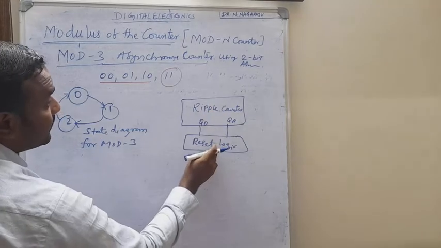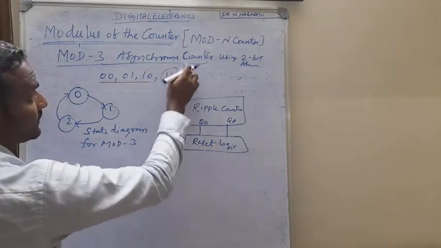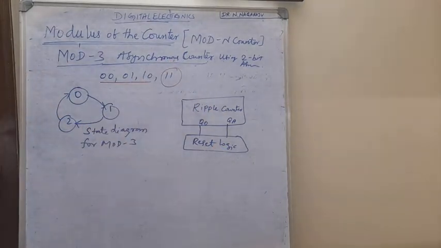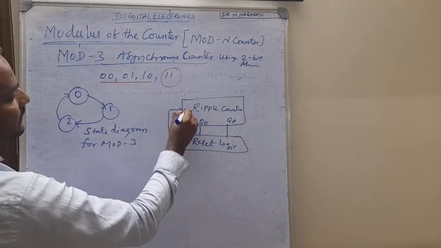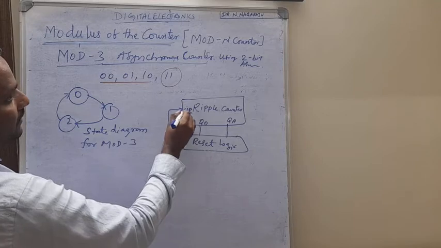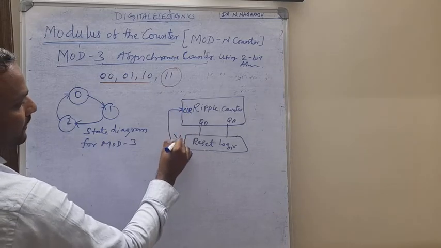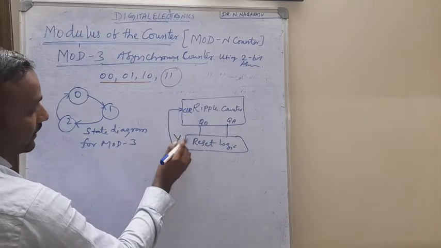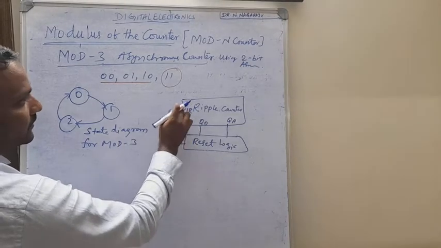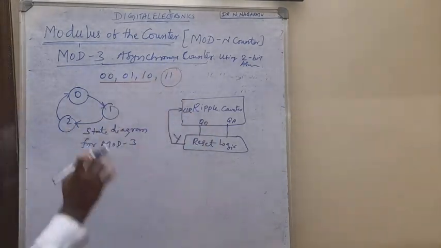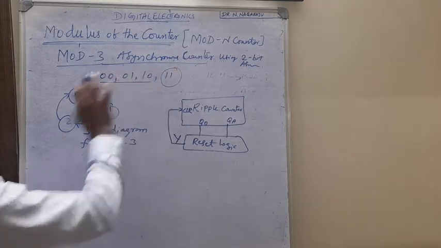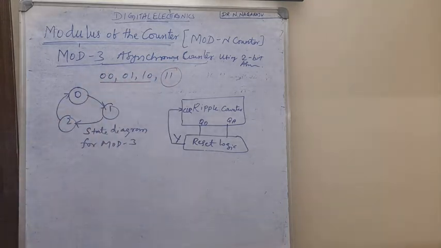Why do we need the reset logic? Because you have to remove this 1 1 state. The output of the reset logic, Y, should be given to the clear signal, CLR. If you give this clear signal, automatically the 1 1 state will be removed and it executes only these 3 states.